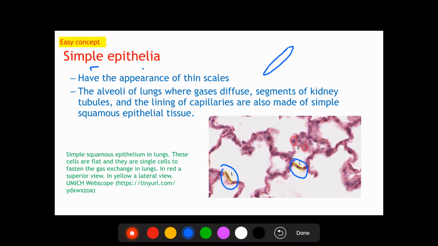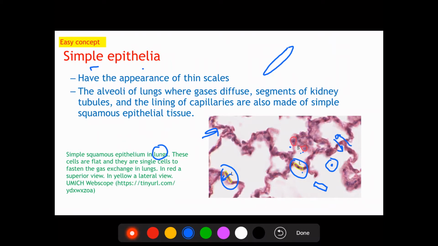Okay, you are looking here at a side view of them, lateral view, whereas these are superior view. So if you are looking at them from above, this is how they are going to appear. If you are looking at them from the side, this is how they are going to appear. This section is from the lungs. Okay, and here their main function is to facilitate gas exchange.